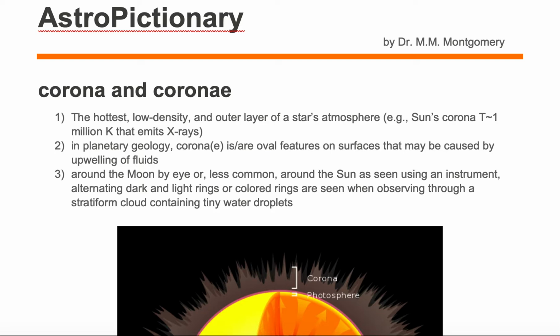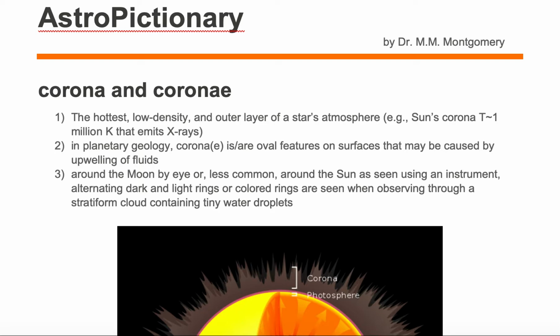Unfortunately, astronomy has the largest vocabulary, and we start to reuse words. Corona is a good example, and we have three examples here of what we mean by corona applying to three different things. The most common definition is number one, the hottest, low density, outer layer of a star's atmosphere. For example, the sun's corona temperature is around 1 million Kelvin, and this corona emits X-rays.